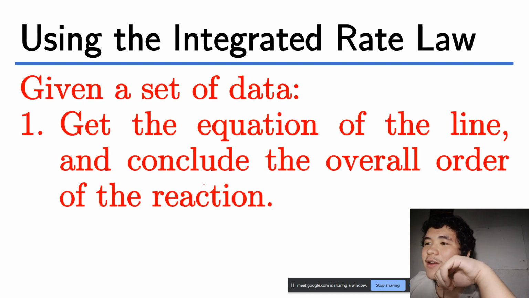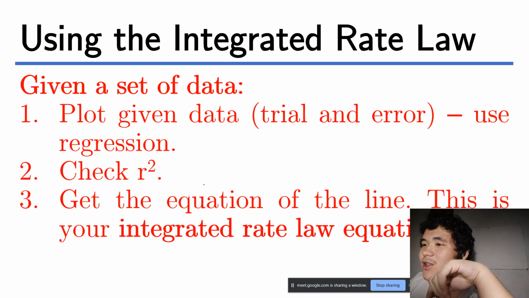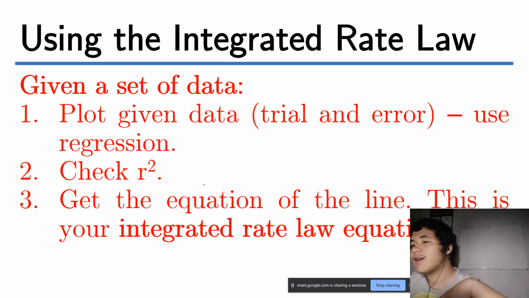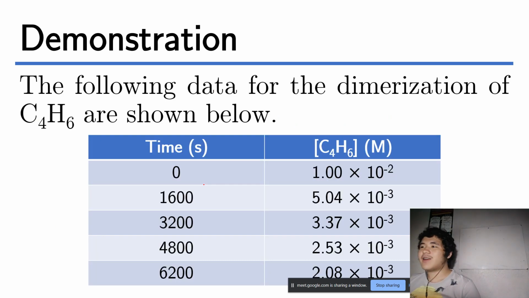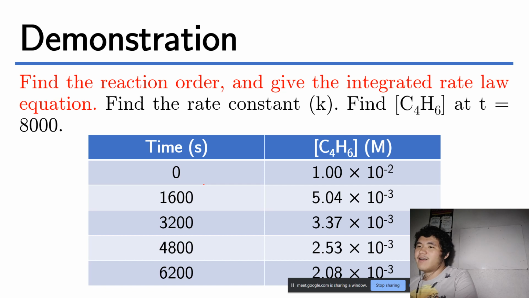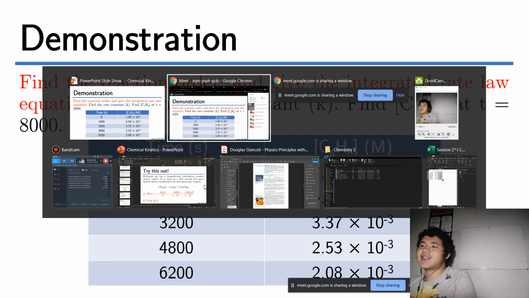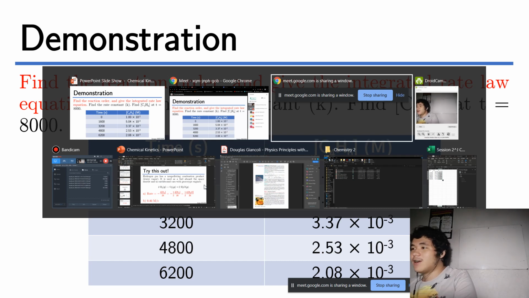Let's get the equation of the line. Then, conclude the overall order of the reaction. So, given this, okay, ito, example na. Following data for the dimerization of C4H6 are shown below. Find the reaction order and give the integrated rate law equation, or basically, yung equation of the line. So, thus we need to find the rate constant. Then, we also need to find [C4H6] at t equals 8,000. Okay, sige.